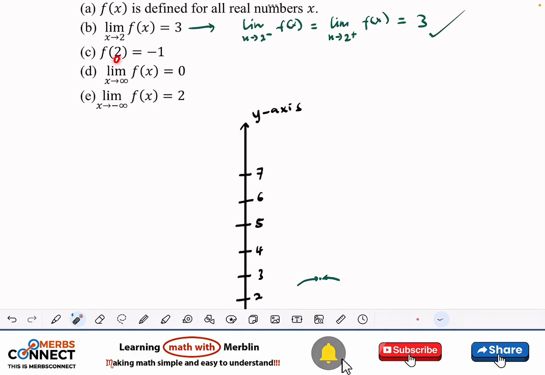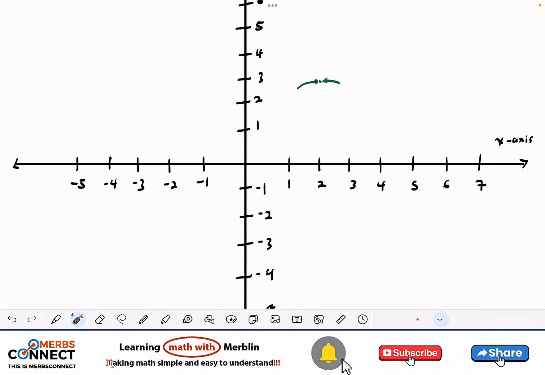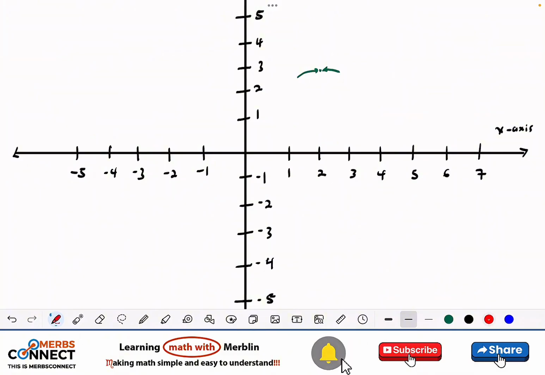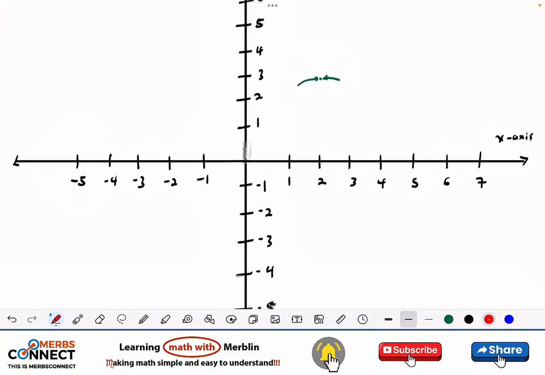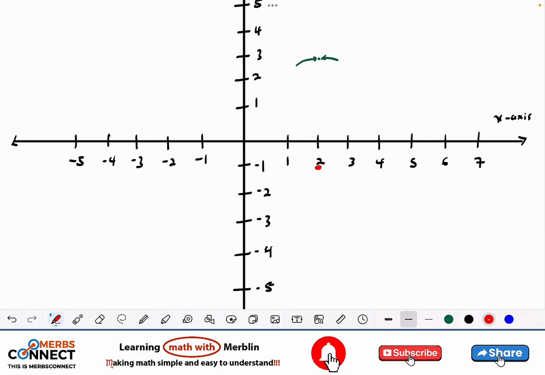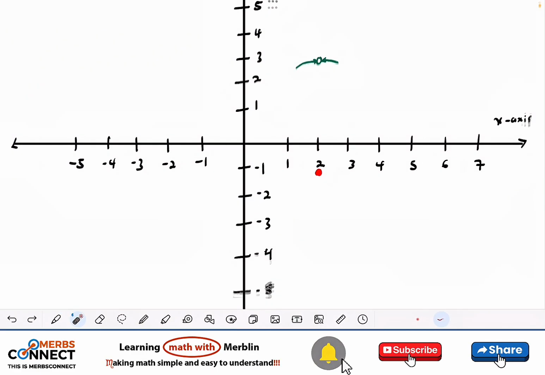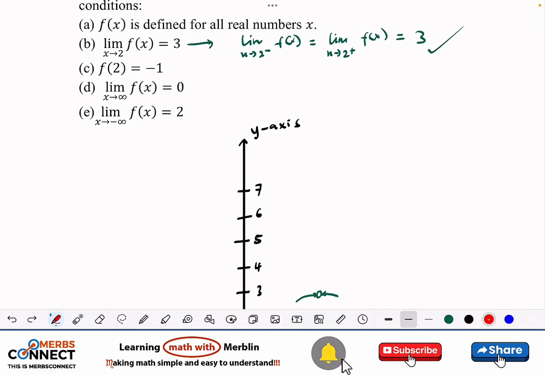Then f of 2 is -1. So f of 2 is -1 means that I'm going to have the graph somewhere here. Since f of 2 is -1, this one is like a point discontinuity. So it means that in the middle here, I'm going to have an open circle, and this one is shaded. So this one should be open. So I was able to also indicate this one.